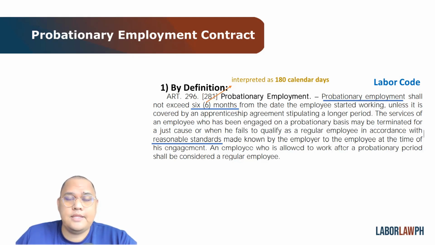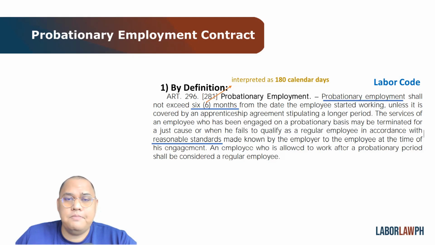However, remember that there has been a Supreme Court decision, a jurisprudence, where it became the issue how to understand 6 months. The Supreme Court said that it should be understood as 180 calendar days, because we have another law called the Civil Code, which states that if a law provides for a month, it should be interpreted as 30 days.